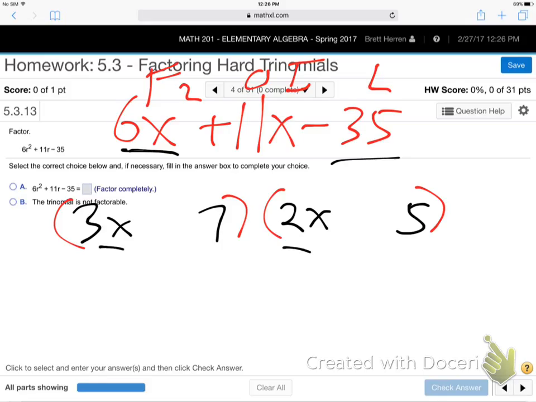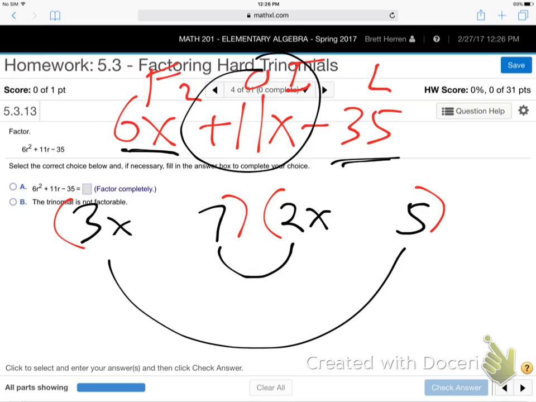Front times front's making front. Last times last making last. Other than the sign, we'll do the signs later. Good so far. Now, how do I know if this is it? How do you know if I've got it? You got to do the OI, right? You got to do the OI, which is what? Inner, inner, outer, outer.